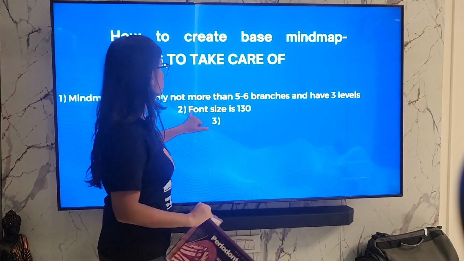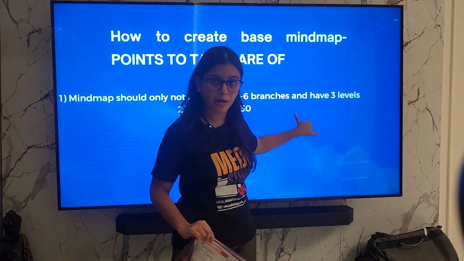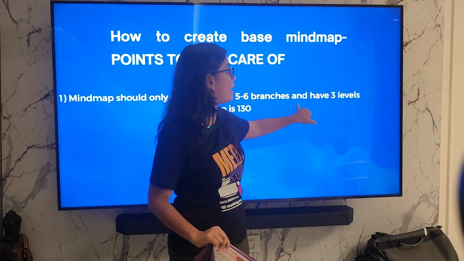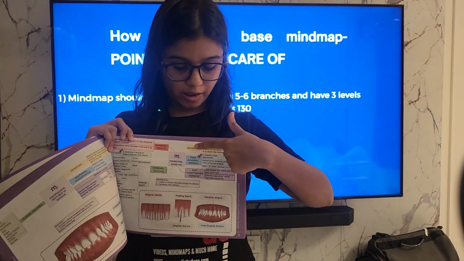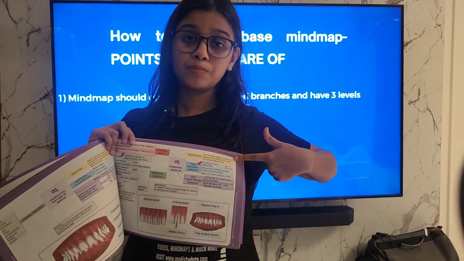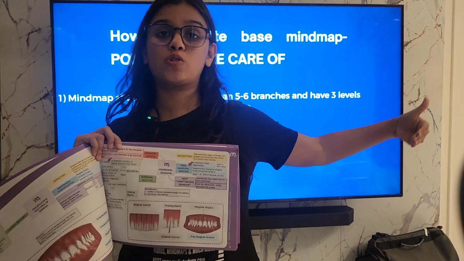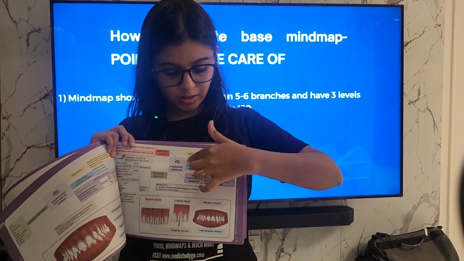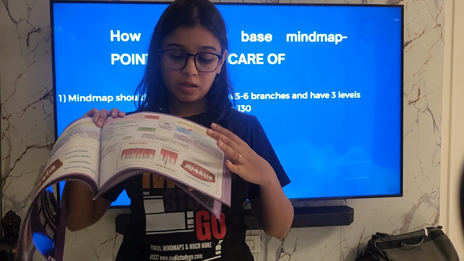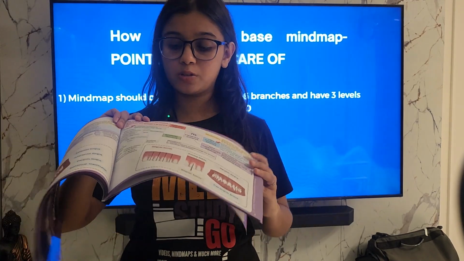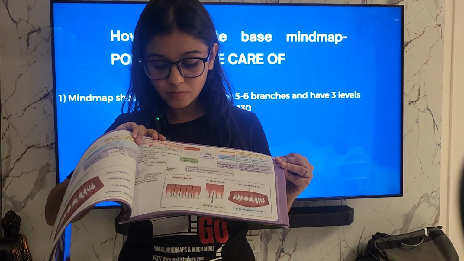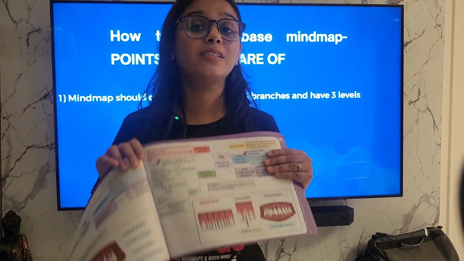As I said, it should have not more than 5 to 6 branches, and each of them should have only 3 levels. If you look at it from the center, this has only 1, 2 and 3 levels. If you go beyond it, there is no page to extend it. So we have to make sure that it comes just between 3 levels, in order to make the mind map fit well.